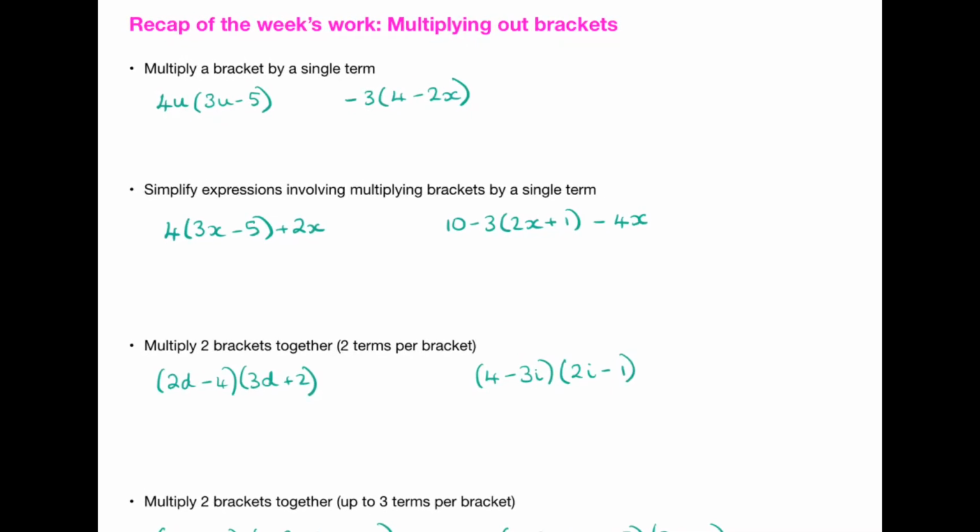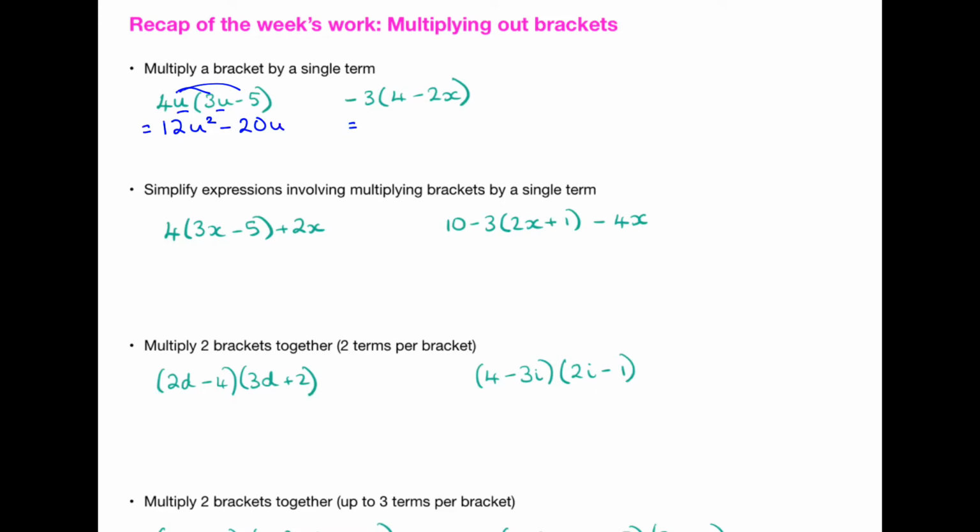and we'll do examples of each. Okay, so first we'll multiply a bracket by a single term. So remember, the 4u has to multiply the 3u, and it has to multiply the -5. So we get 12u squared minus 20u. So just don't forget that the u times the u is u squared. Okay, that won't simplify, we'll leave it as it is.